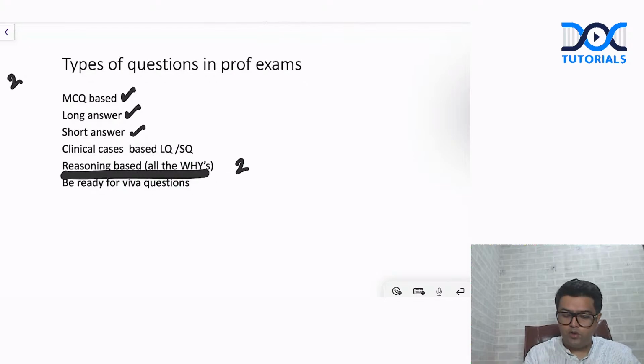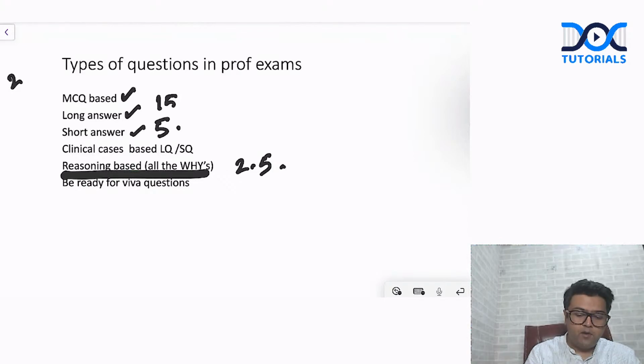They may be a question of just 2.5 marks, reasoning based. Otherwise, they can be a question of 5 marks. Long answer questions can be of around 15 marks with multiple sections, which I'll discuss also today. Then there can be questions based on clinical cases, which again I'll discuss today.